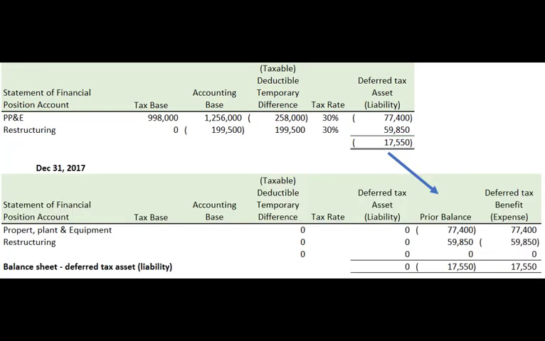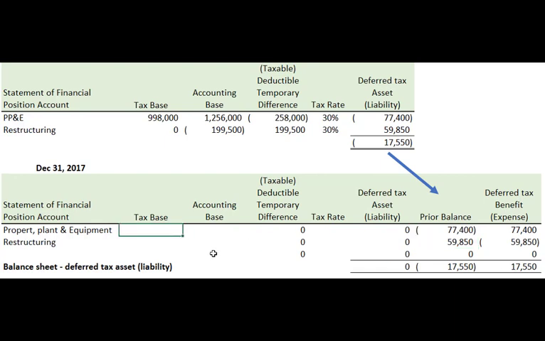Okay, so let's take a look at what happens in 2017. Now, I've shown both the 2016 and the 2017 working papers on the same screen, just so you can see the continuity easily. In 2017, we take the information that was contained in 2016 and we enter the prior balances, carry forward amounts.